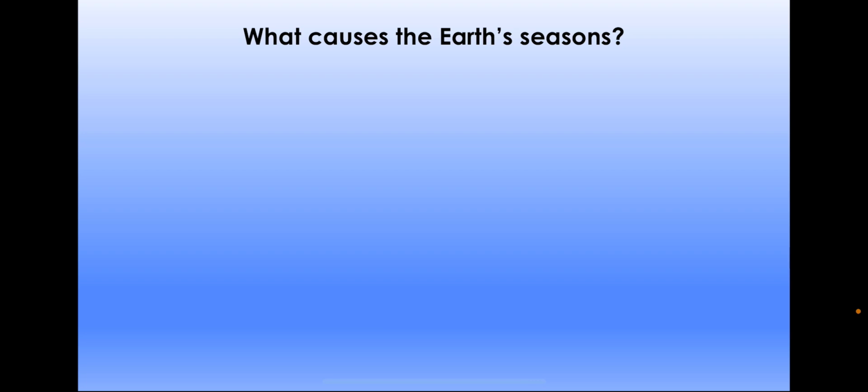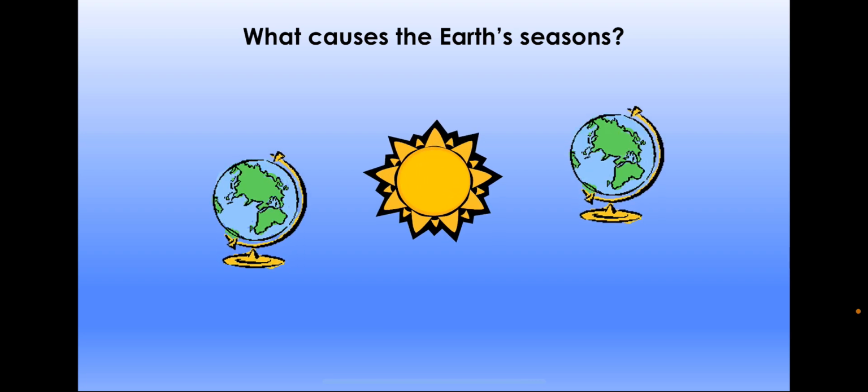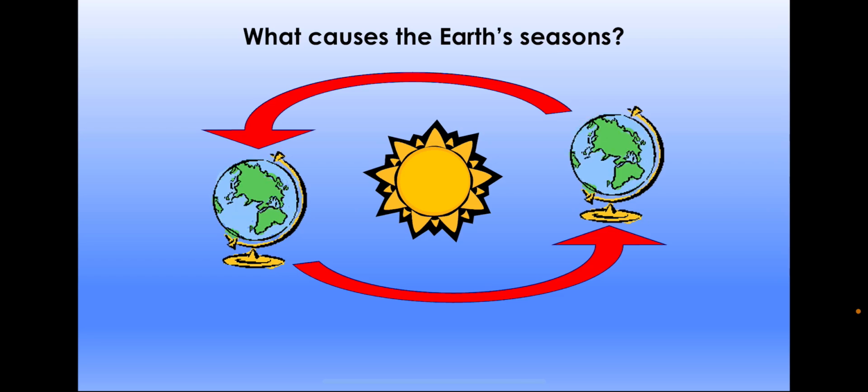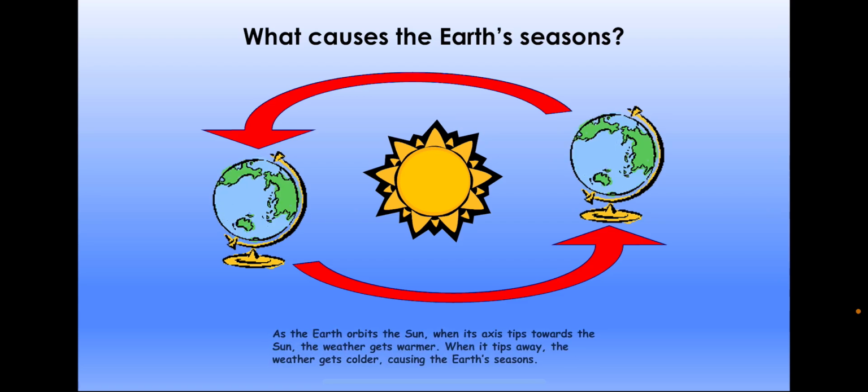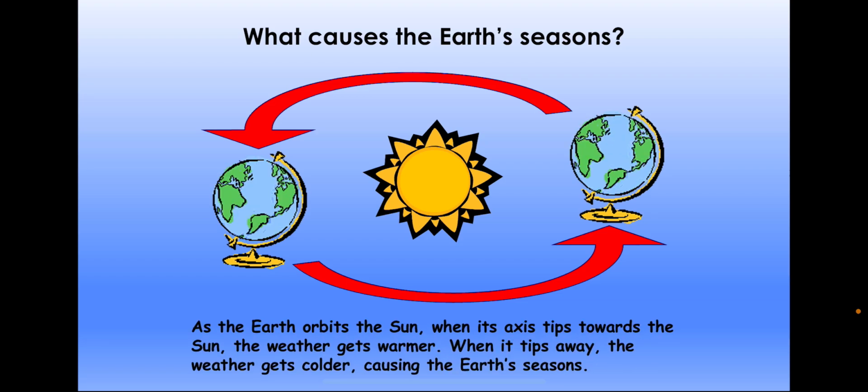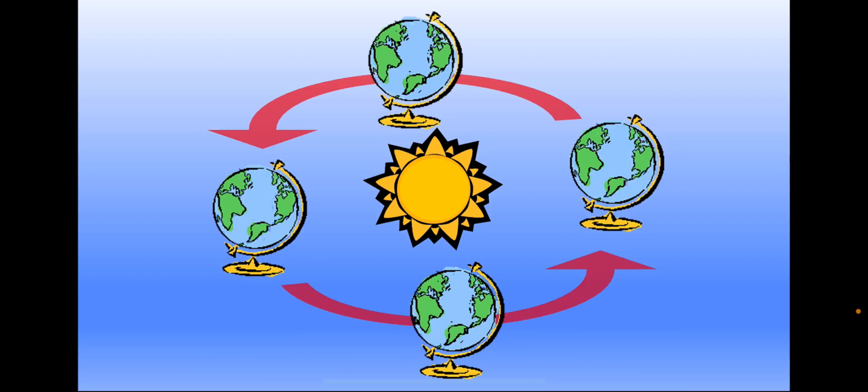What causes the earth's seasons? The earth's axis does not stand straight up and down in relation to the sun, instead it is tilted slightly. As earth moves around the sun, the north pole is tilted towards the sun. So as the earth orbits the sun, when its axis tips towards the sun, the weather gets warmer. And when it tips away, the weather gets colder. So that causes earth's seasons.